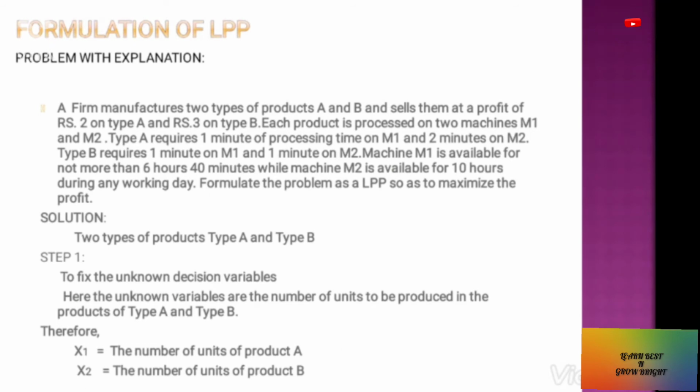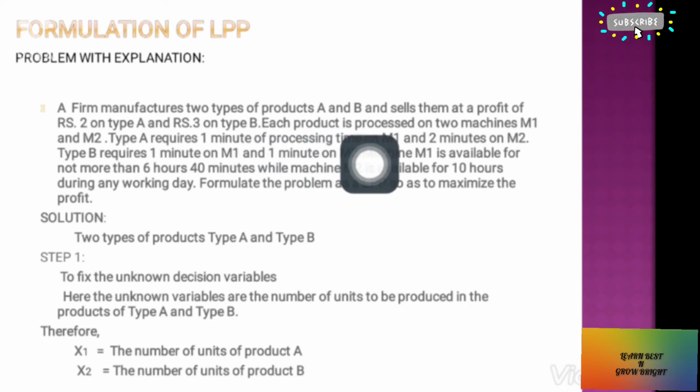Let us see one example in the formulation of an LPP. First, read the question properly. Understand the question so that we can frame the LPP in an easy manner. So let us go into the example. A firm manufactures two types of products A and B and sells them at a profit of rupees 2 on type A and rupees 3 on type B.